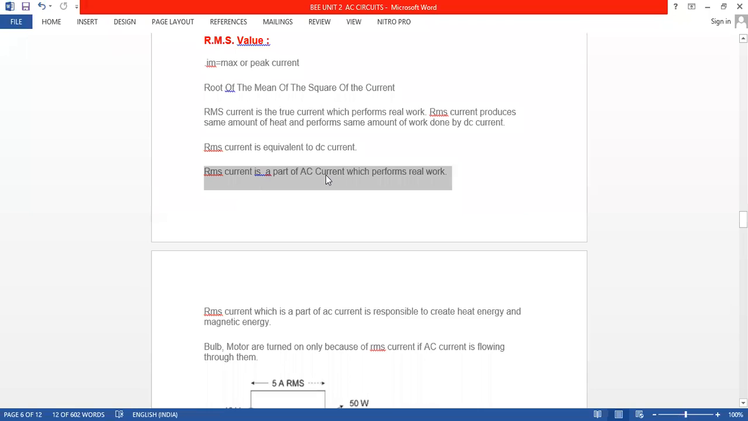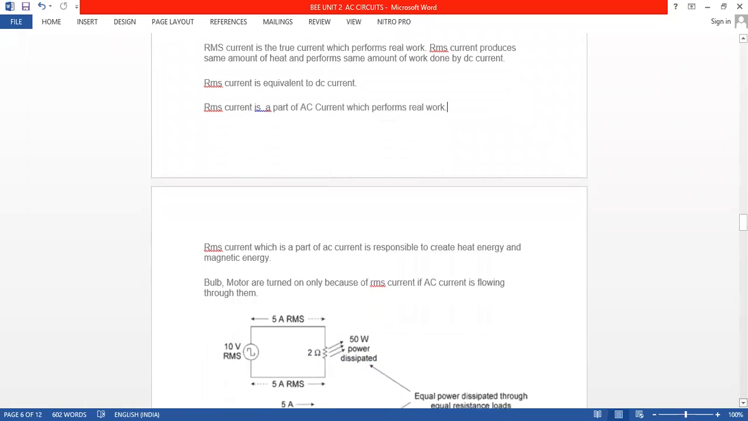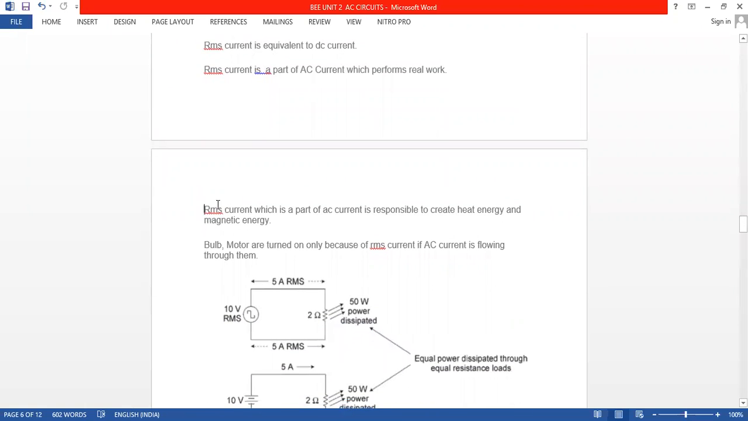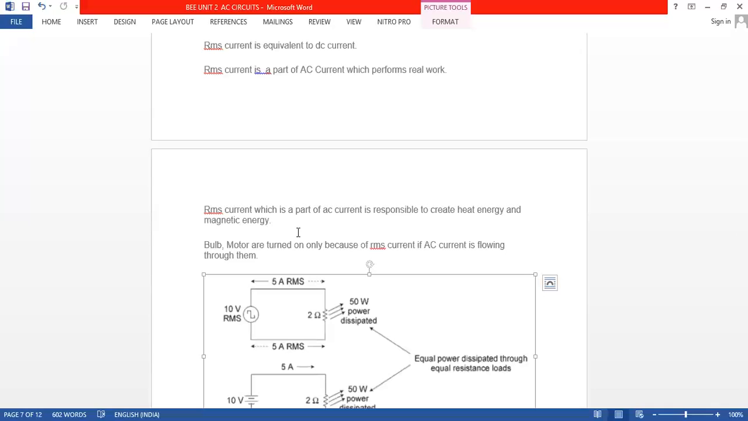RMS current is a part of AC current which performs real work, and RMS current behavior is equivalent to DC current, and RMS current is the only current which creates dash energies. Tell me anyone. RMS current only can create heat energy and magnetic energy. So a bulb, motor or any object is on only because of RMS current. So in your house, which current are we getting? Of course AC current. But when I turn on the switch, which current is flowing through the fan? Which current is flowing through the fridge? RMS current. Understood all of you?